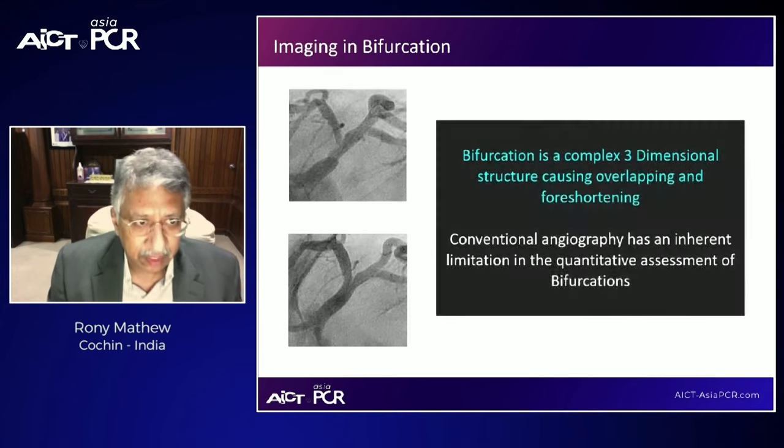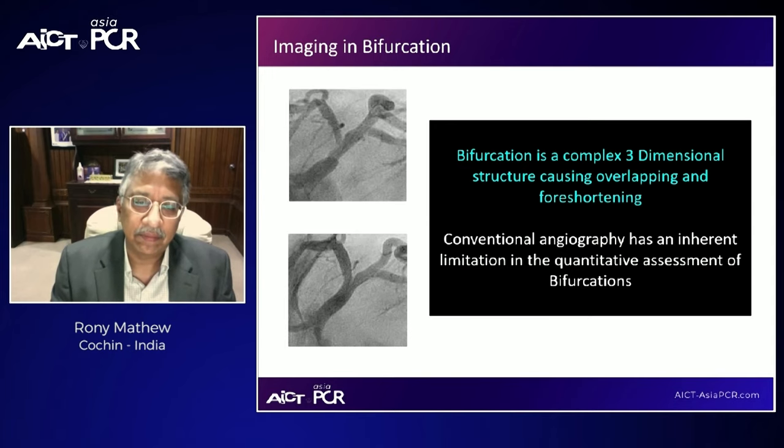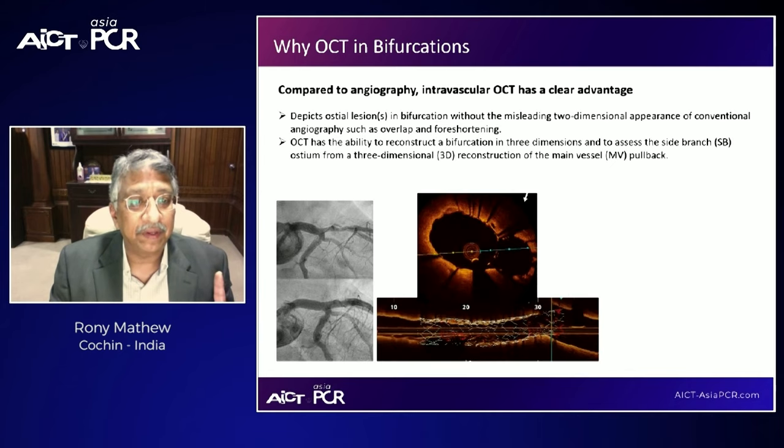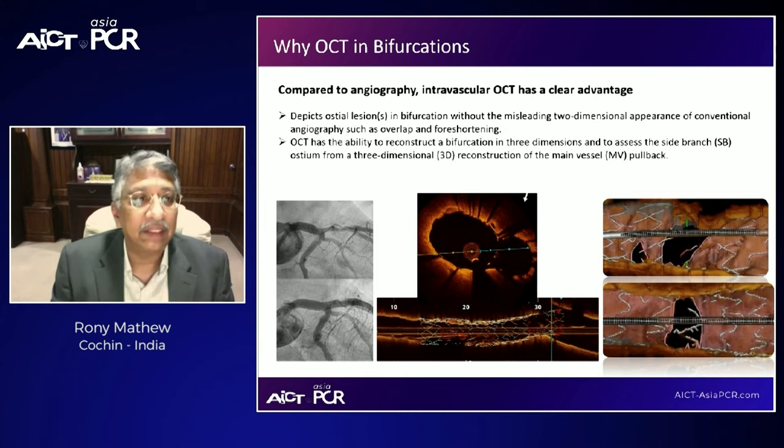Now, imaging in bifurcation is important because a bifurcation is basically a complex three-dimensional structure. And as you realize, conventional angiogram is two-dimensional and therefore has an inherent limitation in quantitative assessment. Now, OCT has a clear advantage compared to angiography in the sense that, A, it depicts your ostial lesions, like what you see over here, without the misleading 2D appearance, and it has the ability to reconstruct the side branch three-dimensionally.